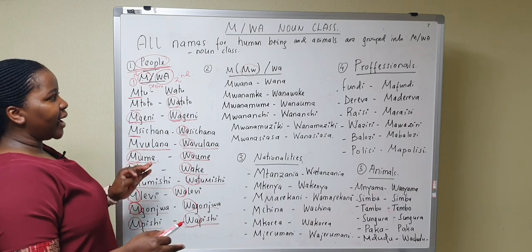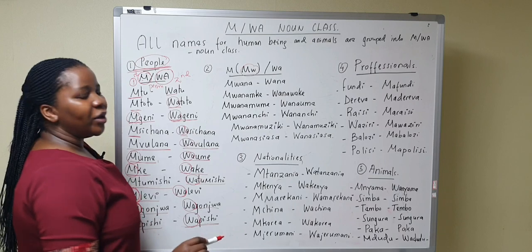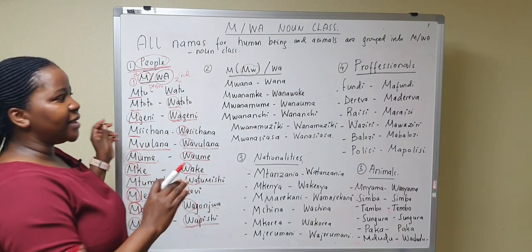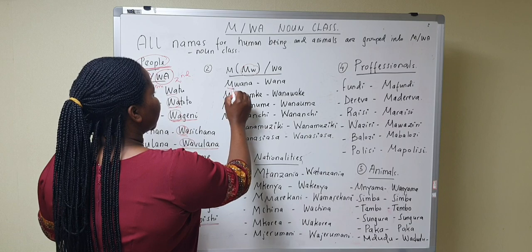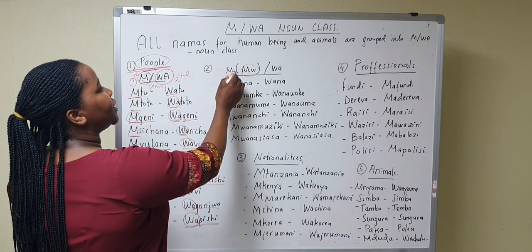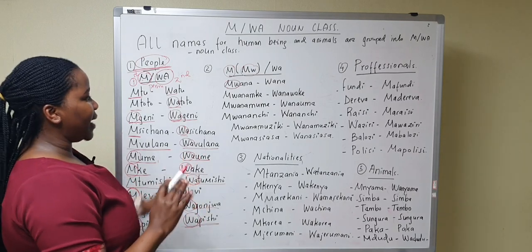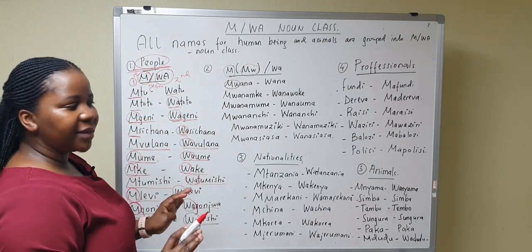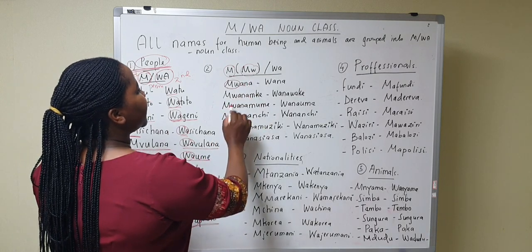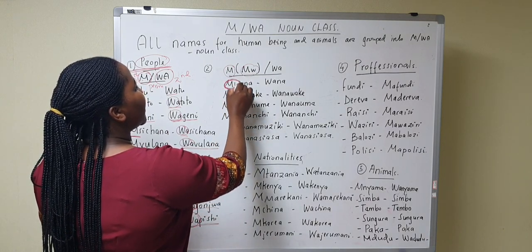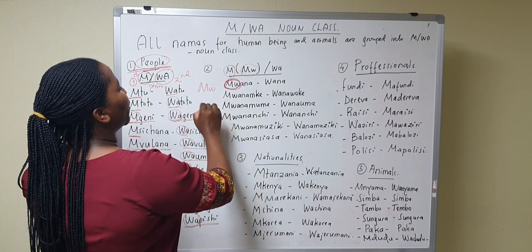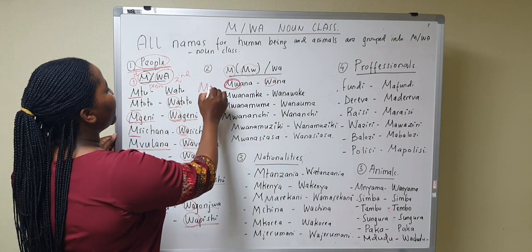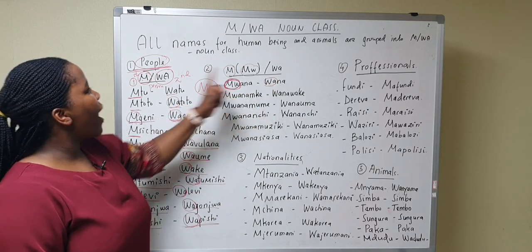Another group, the second one, is mw. It starts with mw. It is also grouped into people, but the difference is that in this category the first class starts with mw and not m. Okay, we have to understand here. The first class starts with mw and the plural is wa, just the same.